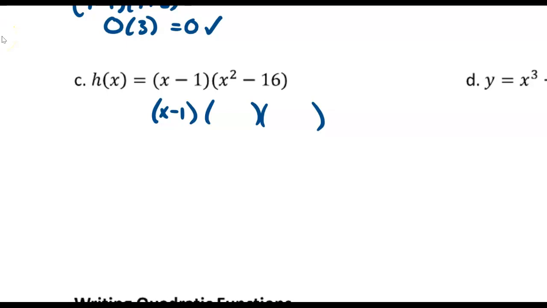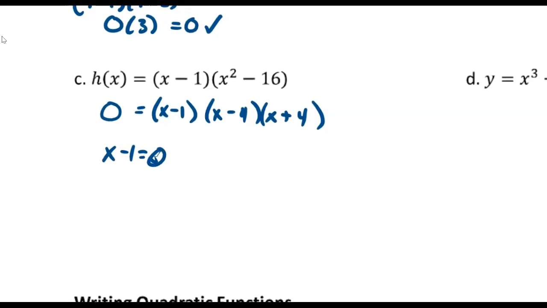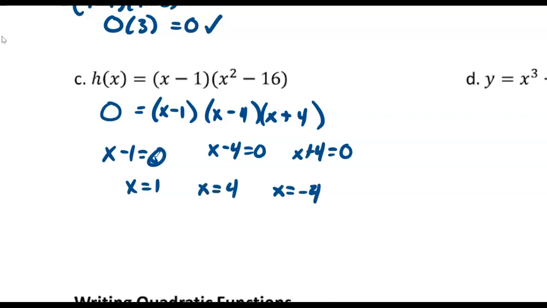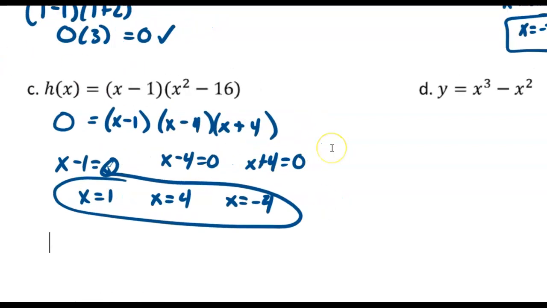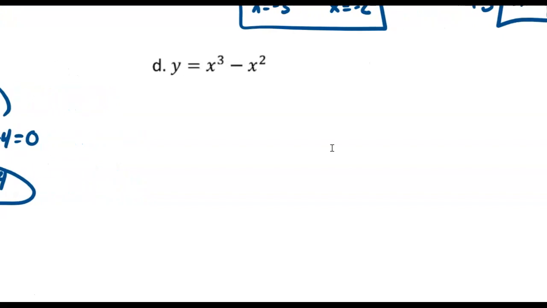All right, you just add square root of x squared is x, square root of 16 is 4, and one of them is minus and one of them is plus. So these each equal 0. So on this one, you're going to get 3 solutions. You're going to get 1, 4, and negative 4. So not always 2 solutions, sometimes there's more. All right, check out this one.